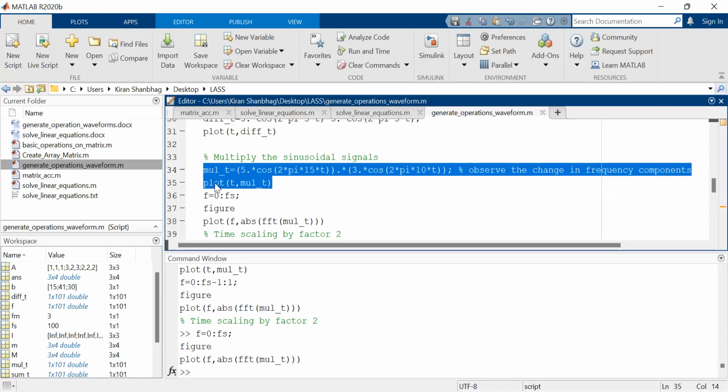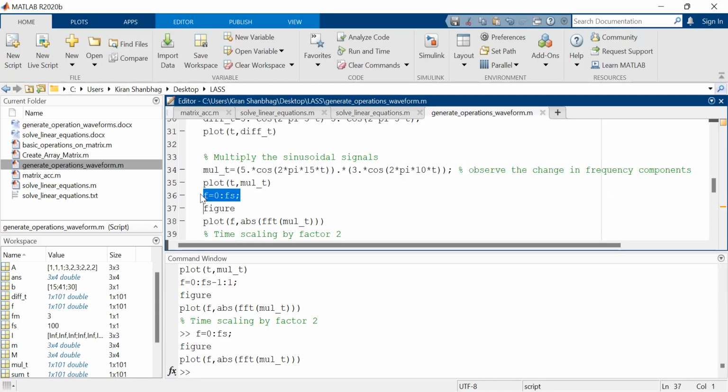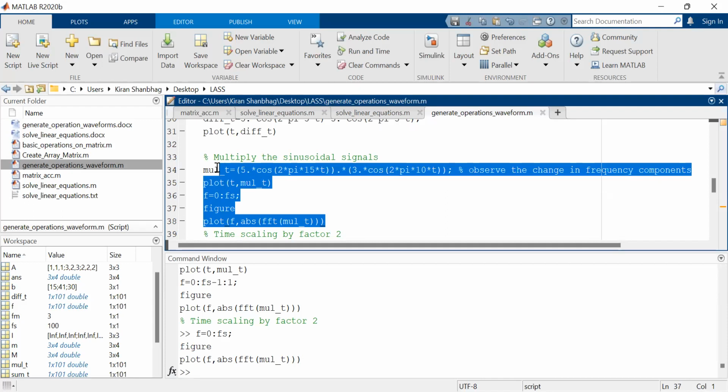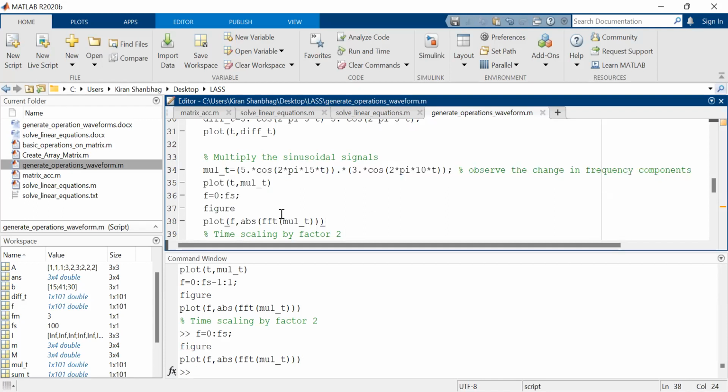Now let me run this Fourier transform. This particular command FFT is a command to determine the Fourier transform of the time domain signal, whatever you have given. And as I told you, since Fourier transform is a complex quantity, we can only plot the magnitude of it. That is why the command ABS. ABS stands for the magnitude, the absolute values. Now let me just plot this particular thing.